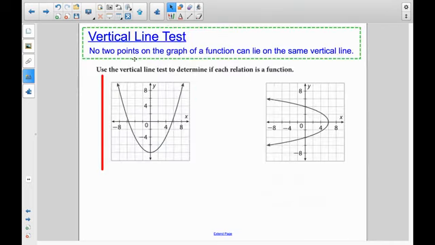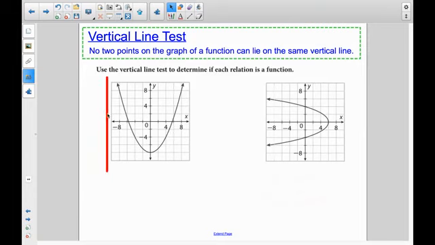So your vertical line test. You just run a vertical line over your functions and decide if it passes. It passes if no 2 points on the graph of a function can lie on the same vertical line. Why is that checking? How is that checking the definition?